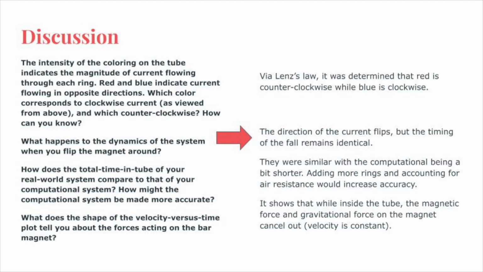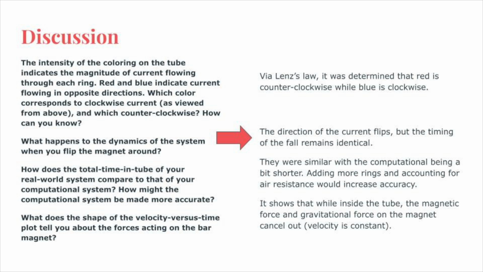The intensity of the coloring of the tube indicates the magnitude of current flowing through each ring. Via Lenz's law, we were able to figure out that red represents counterclockwise while blue is clockwise current. When you flip the magnet around, the direction of the current flips, but the timing of the fall remains identical. Our real-world system gave a slightly higher amount of time than our computational model. This is because we did not use an infinite number of rings in our computational model.